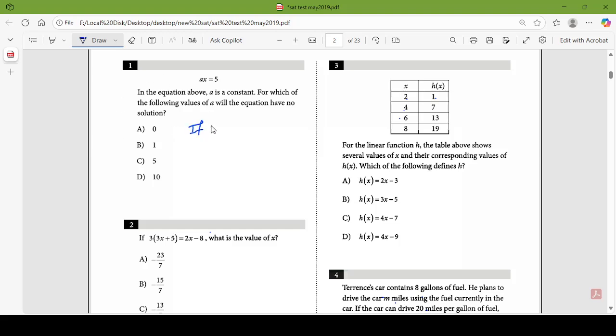If a is 0, then your equation becomes 0 equals 5. And you know this is not possible under any circumstances, that 0 should equal 5. So a is your answer.